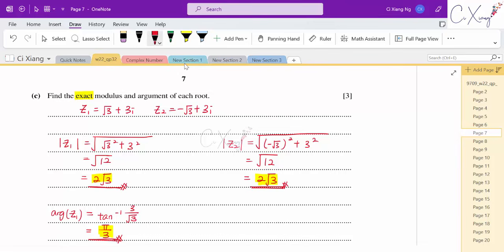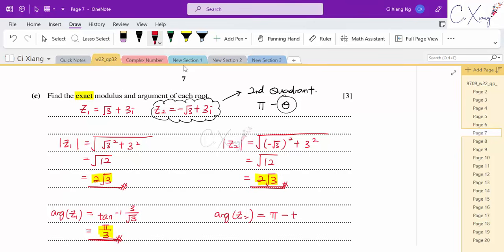And now we are going to get the argument for Z2. If you want to get the argument for Z2, you have to look at the coordinate here, negative square root 3 plus 3i. You know that it is in the second quadrant. So to get any angle from the second quadrant, you need to take 180 degrees or pi minus the basic angle. Okay, so let's start. Pi minus the basic angle.